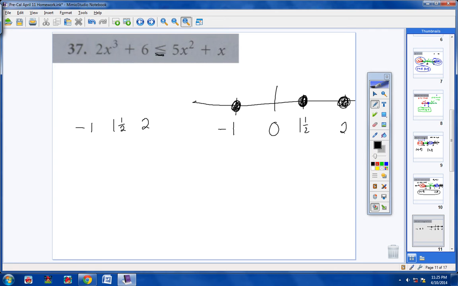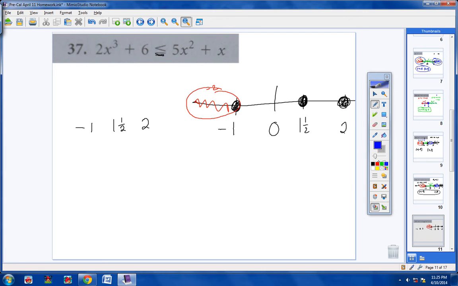Well, the first number I'm going to test in this region over here will be negative 2. And let's see what happens. If we put a negative 2 in, we will get a negative 8 times 2 is a negative 16, plus 6, less than or equal to. Put a negative 2 here, that's 4, that's 20, plus a negative 2. And so we end up with negative 10 is less than or equal to 18, and that's totally true. Negative 10 is less than 18. And so this first region here does work.